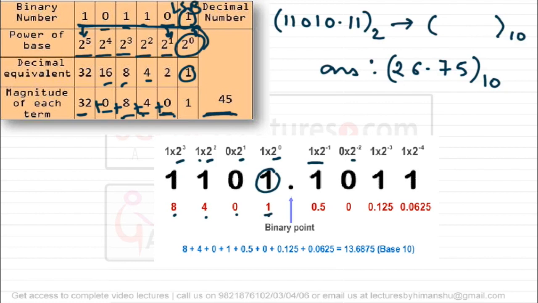Similarly, the weights of the fractional bits are going to be 2 power minus 1, 2 power minus 2, 2 power minus 3, 2 power minus 4, and we multiply them respectively with 1, 0, 1, 1. What are you going to get? 1 into 0.5 is 0.5, then 0. 2 power minus 3 is 1 by 8, which is 0.125. 2 power minus 4 is 1 by 16, which is 0.0625. These are the numbers that you get on multiplying the digits with the respective weights. Now you add all these: 8 plus 4 plus 0 plus 1 and so on. You get 13.6875. This is how you have converted this binary number into decimal.